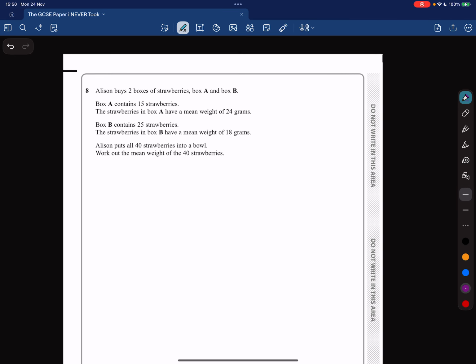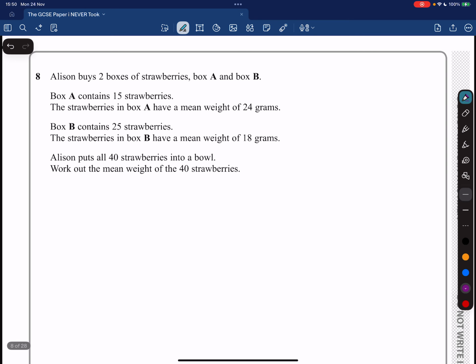Okay. Alison buys 2 boxes of strawberries, box A and box B. Box A contains 15 strawberries. The strawberries in box A have a mean weight of 24 grams. Box B contains 25 strawberries. The strawberries in box B have a mean weight of 18 grams. Alison puts all 40 strawberries in a bowl. Work out the mean weight of all 40 strawberries.